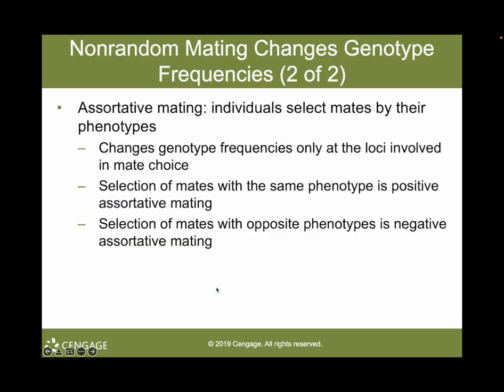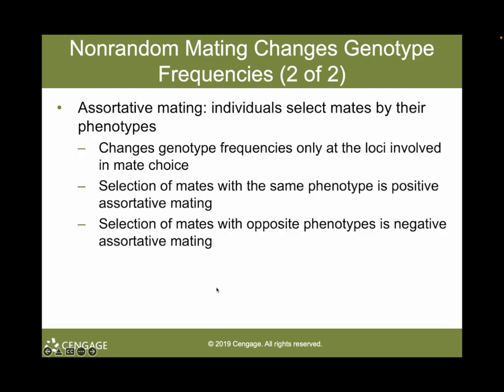Assortative mating, in which individuals select mates based on their phenotypes, is another example of non-random mating. For example, biologists selected two phenotypes, high bristle number and low bristle number, in a fruit fly population. Although the researchers made no effort to control mating, they observed that the flies preferentially mated with those with similar phenotypes.